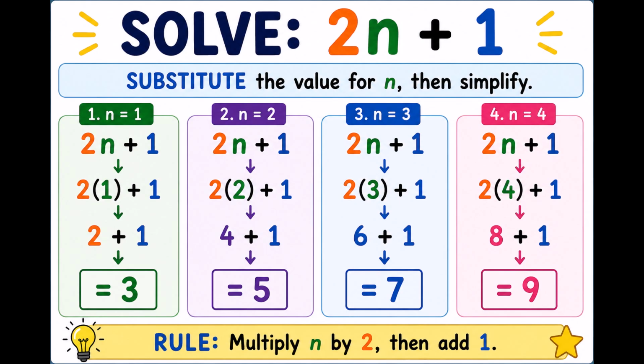Remember, please excuse my dear Aunt Sally says that we must do multiplication, right? And parentheses before we do anything else. Just a reminder. So multiply n by 2, then add the 1 or whatever we have as the plus.